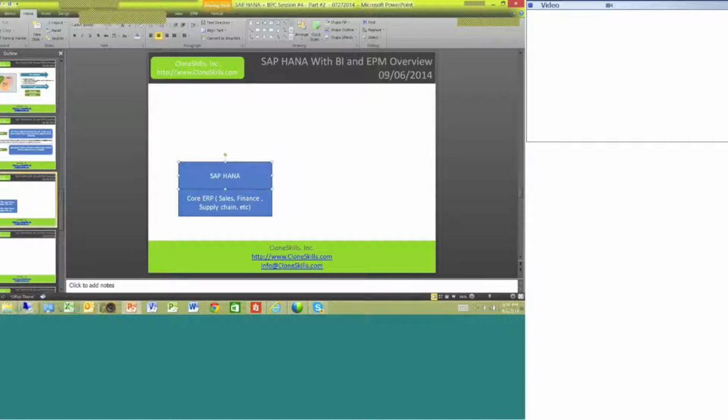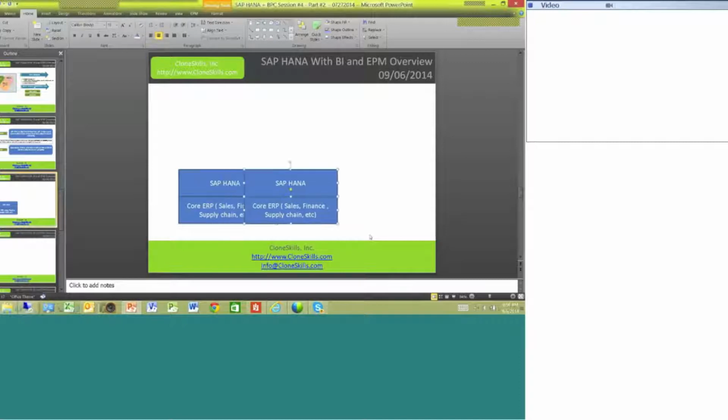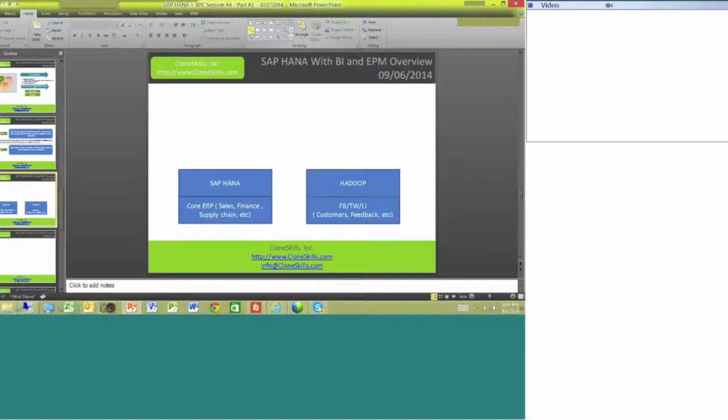This is SAP HANA. Now you also have the other side of the information, which is your Facebook, Twitter, LinkedIn. Here we are talking about customers, their feedback, etc. Now how do we pull this one? This is Hadoop. So now we need to move the data. What we did was take all this information and move it into HANA. HANA is the primary platform. From here, we have moved everything into HANA.